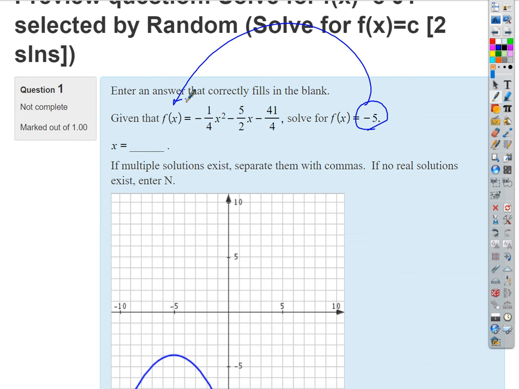If we set f of x equal to -5, we just come up with the equation -1/4 x squared minus 5/2 x minus 41/4 equals -5. There's an equation we can deal with, right? You're going to have a strategy. Probably what's the first thing we want to do with something like this? Get rid of those fractions. Yeah, we want to clear the fractions.